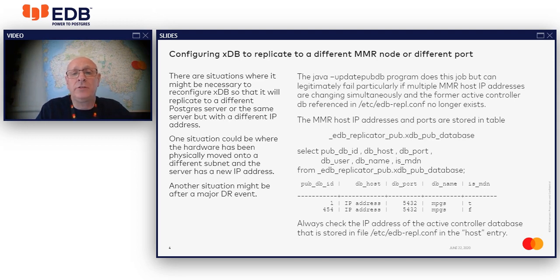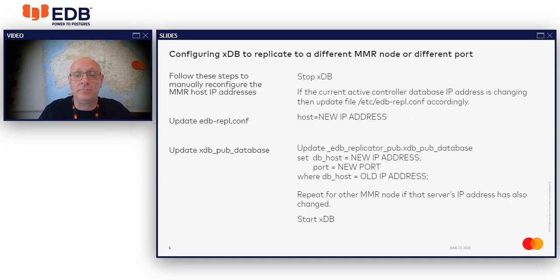But the thing I wanted to mention in particular is that the MMR host IP addresses and ports are stored in a table called xdb_pub_database. You can see I've done a select from a sample table, and in there you've got the pubdb ID, the host, the port, the database name, and whether it's an MDN node or not. And don't forget, just double check the active controller host name in the /etc/edbrepl.conf file.